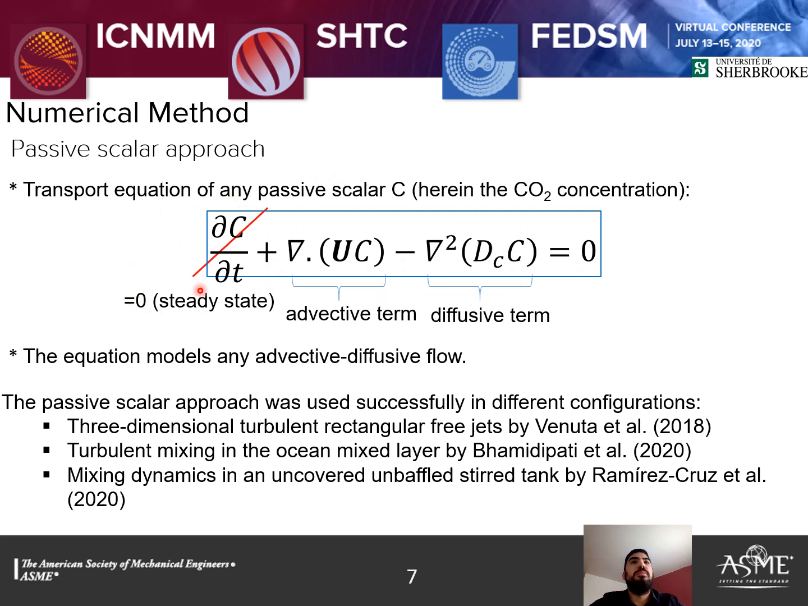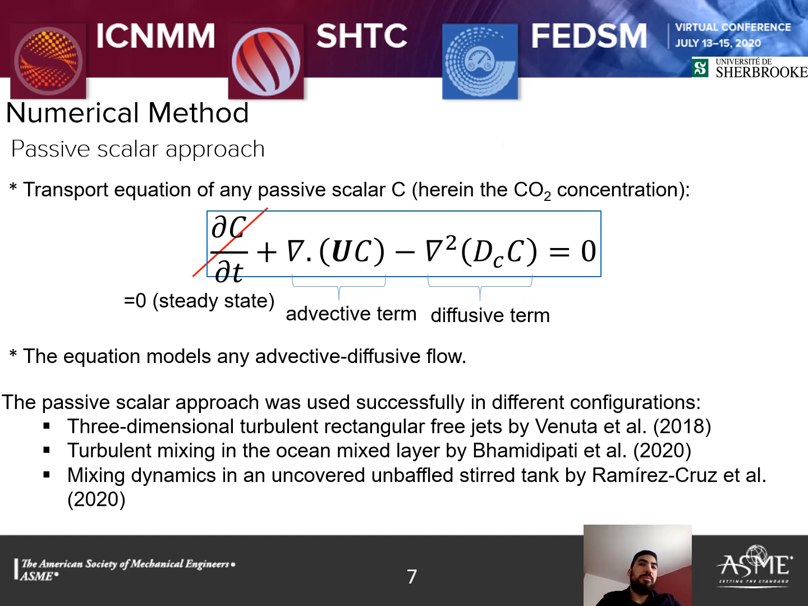The temporal part is equal to 0 because it's a steady state simulation. The advective term models how this concentration, which is the CO2 concentration, is advected by the main flow, and the diffusive term models how this concentration is diffused in the flow using the diffusion coefficient, the DC.